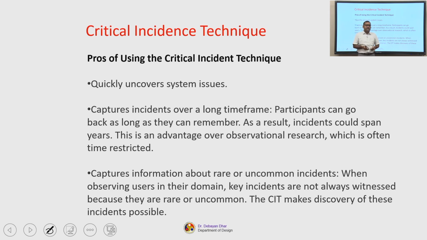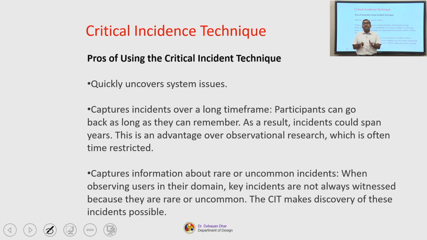So, observational research like contextual inquiry is time restricted. You might not be able to identify issues or breakdowns, if you remember the way we discussed when we talked about contextual inquiry. But here you have a technique which will allow you to extract those critical incidents that you are looking for, the critical incident technique.